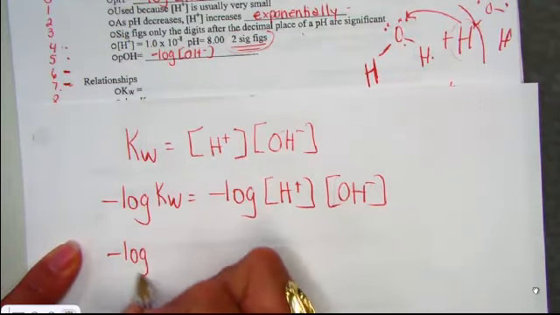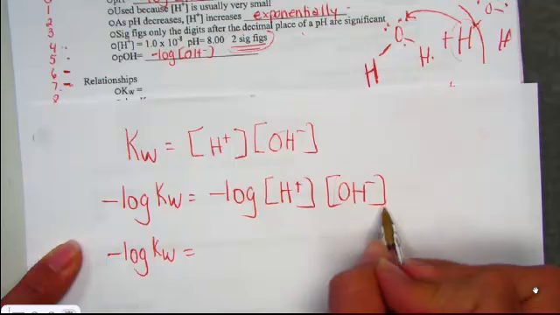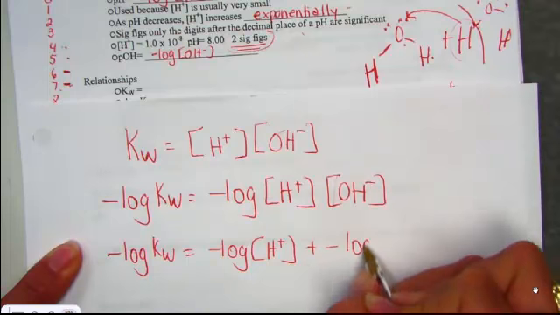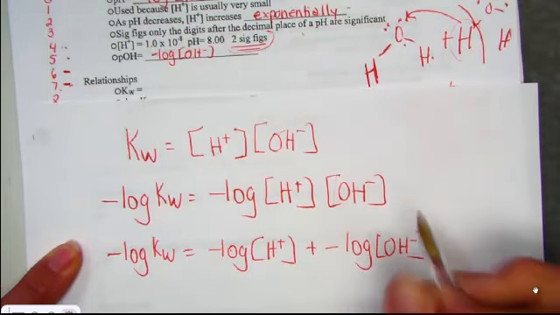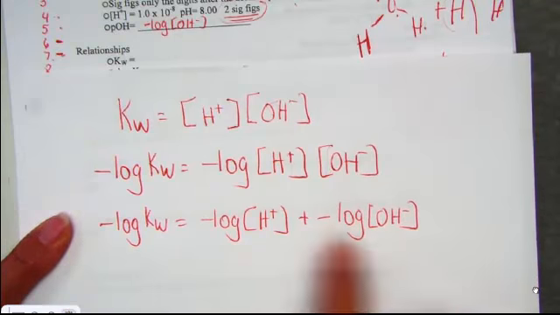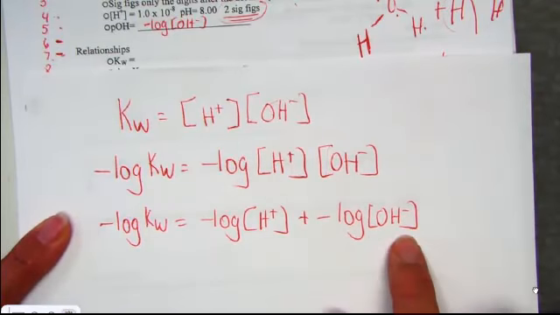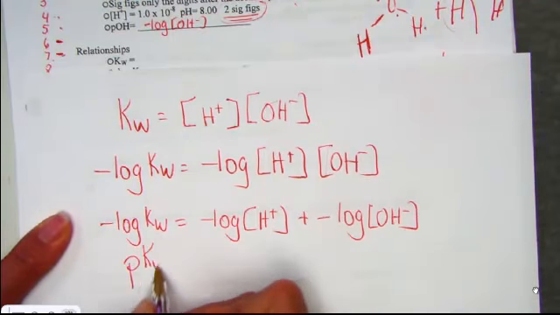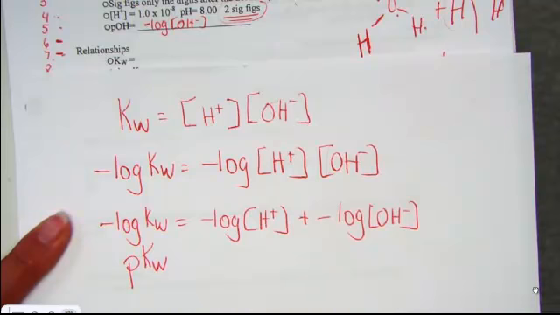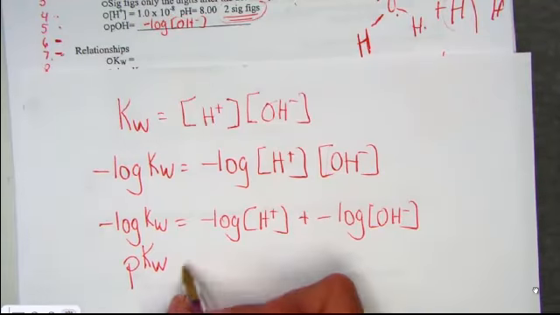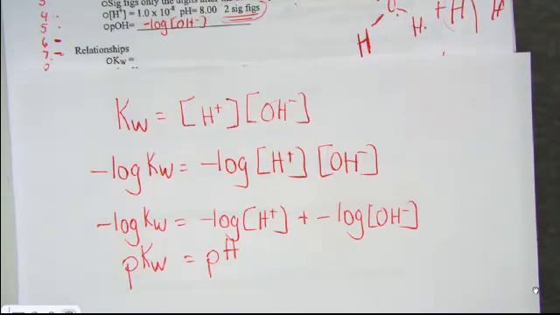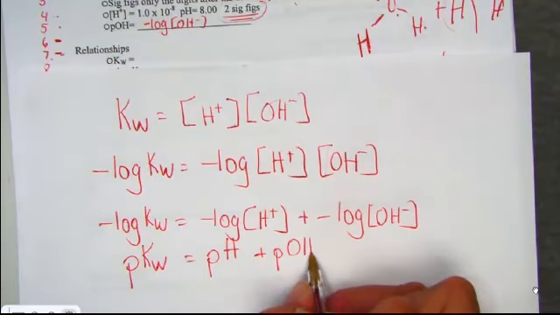Now algebra also shows for us when we have a negative log of 2 things multiplied, to separate them, we actually add them. So I'm going to distribute the negative log through both of those, the hydrogen ion and the hydroxide ion. Negative log of Kw now is known as pKw. That's just by definition of a mathematical relationship. Negative log of H plus is now called pH. And the negative log of hydroxide is now called pOH.